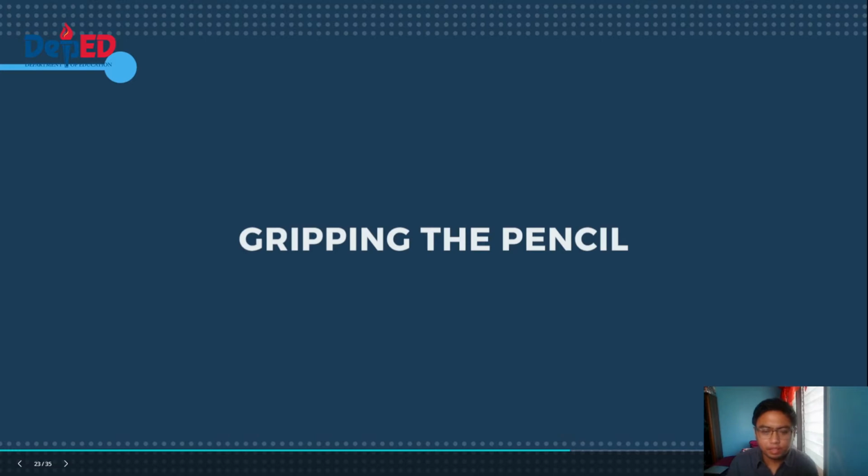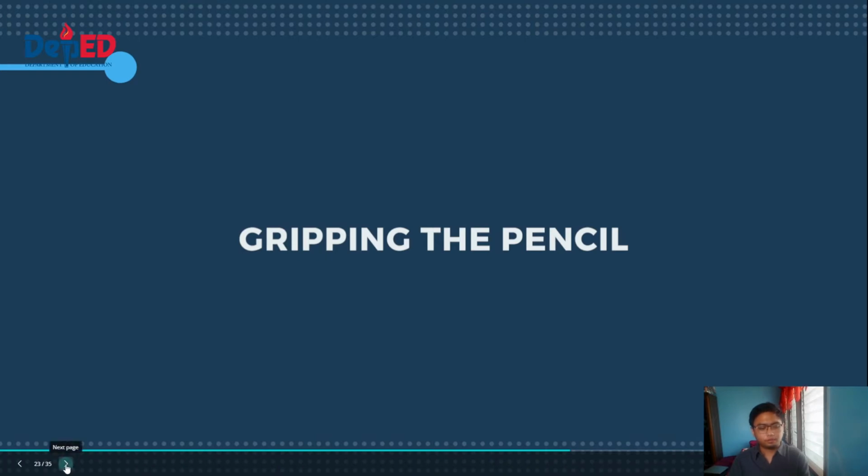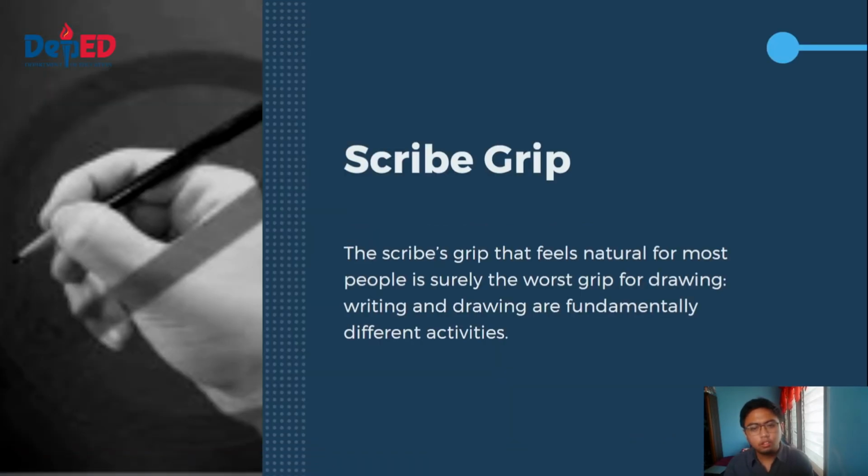So how do you grip your pen? I'll be using my stylus here to show to you how it is done. So scribe grip, basically the scribe grip feels natural for most people. But the problem here is writing is different from drawing. So basically you're not going to use scribe grip. How do you identify if you're using scribe grip? Basically, it's like this, okay? You're holding the pen like this. In my case, I'm holding it like this. This is my scribe grip, okay? But ideally, this is the scribe grip.